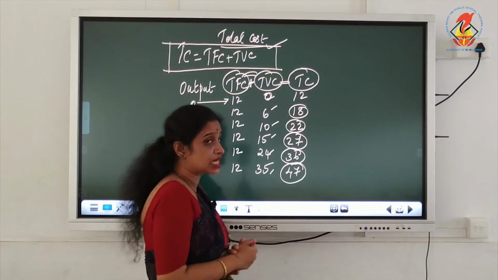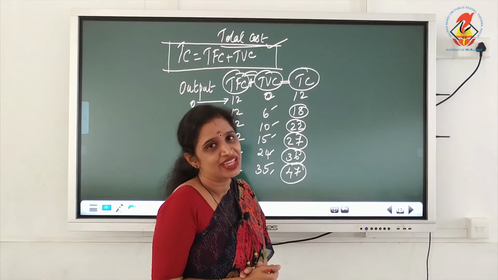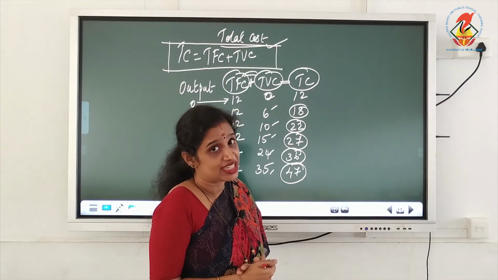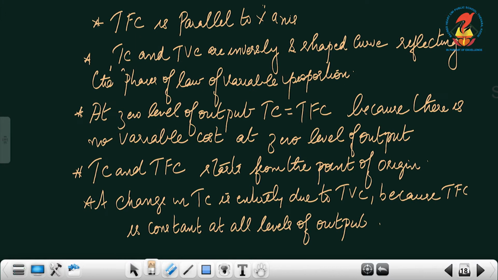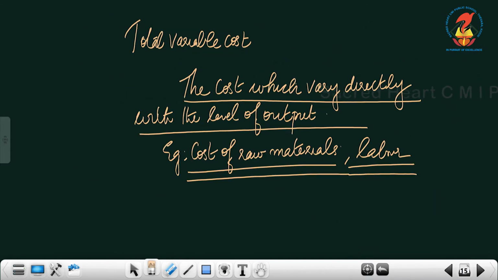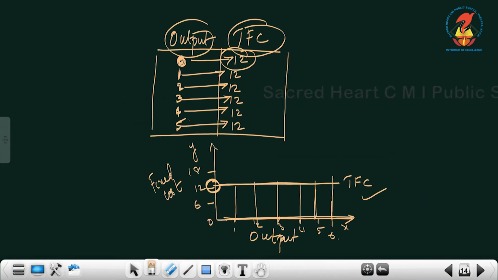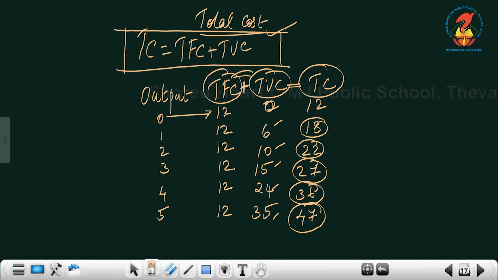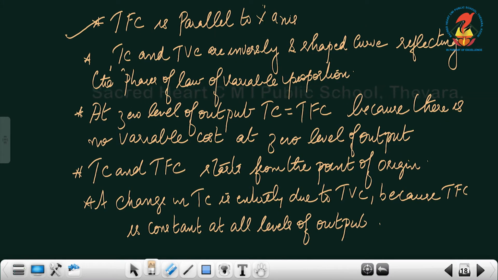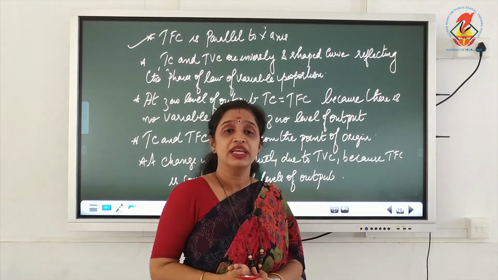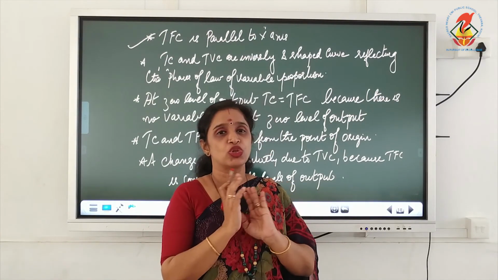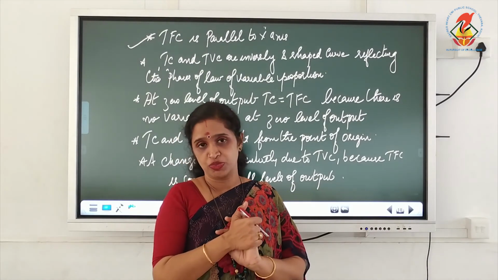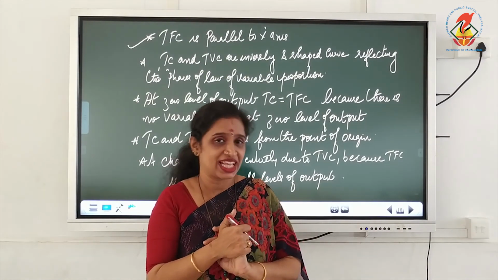Now, look at the table. We can study the relationship between TVC, TFC and TC. The relationship: TFC is parallel to the x-axis. We have clearly seen in the diagram TFC is parallel to the x-axis. Why is this TFC parallel to the x-axis? TFC is parallel to the x-axis because it remains constant throughout the different levels of output. That is why it is parallel to the x-axis.